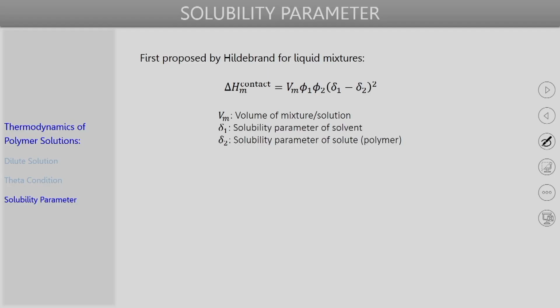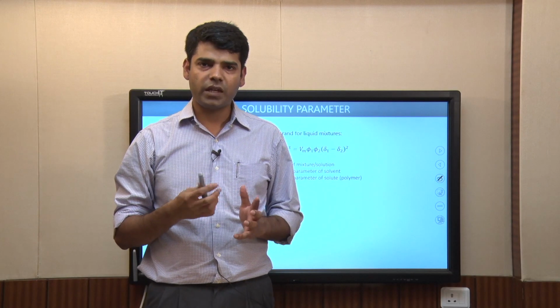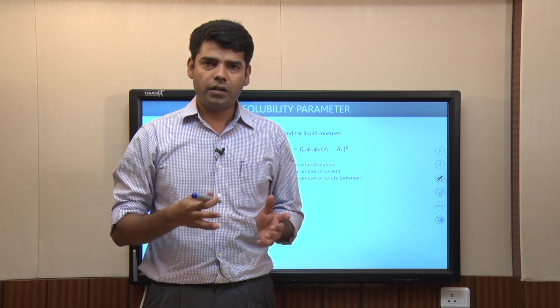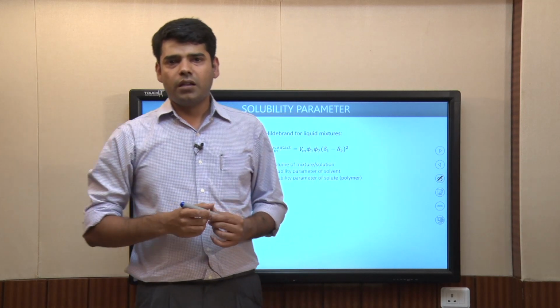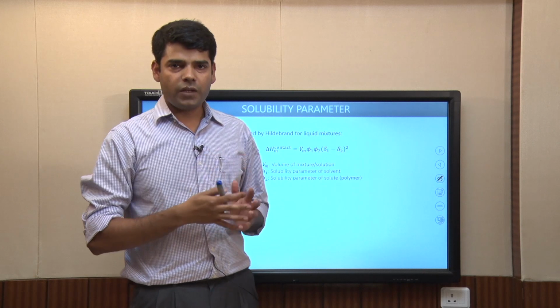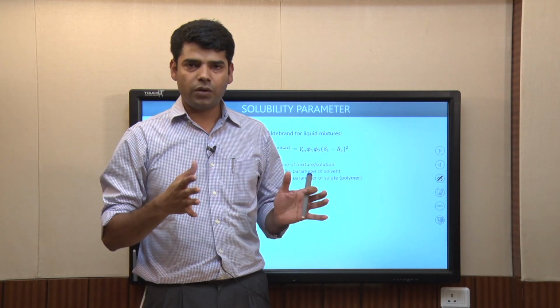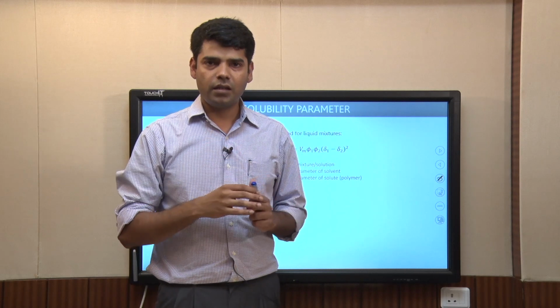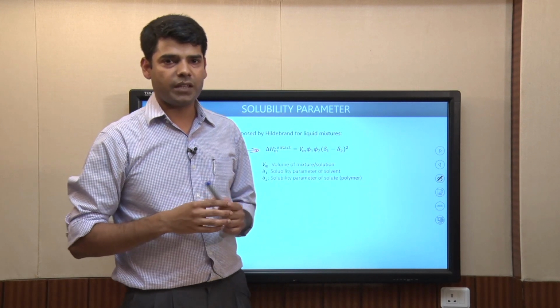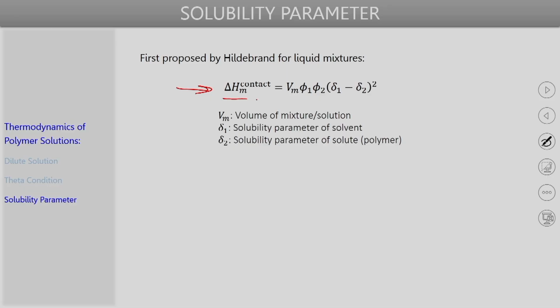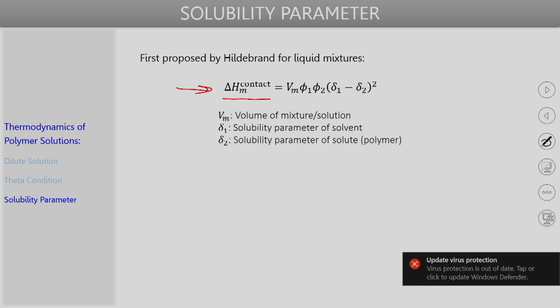The solubility parameter was first proposed, as we just discussed, by Hildebrand. It was introduced to define the enthalpy change of mixing of liquid solutions or liquid mixtures. For our case, the terminology that we are using would correspond to the delta H of mixing, the contact delta H of mixing, or the contact enthalpy of mixing. So, for the contact term resulting from intermolecular interactions, Hildebrand proposed that it is given by an expression like this.